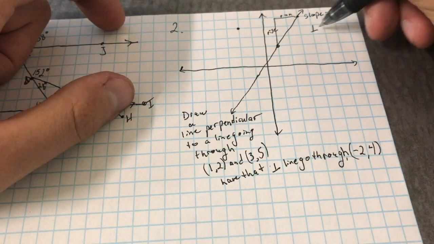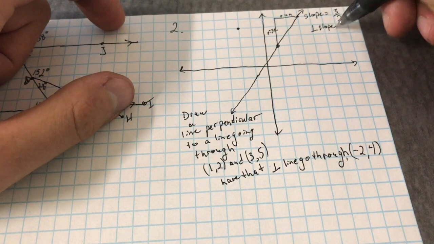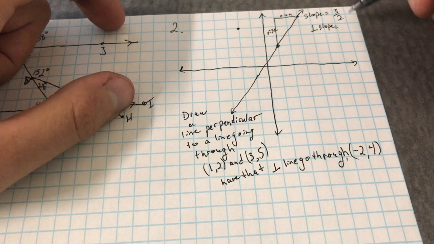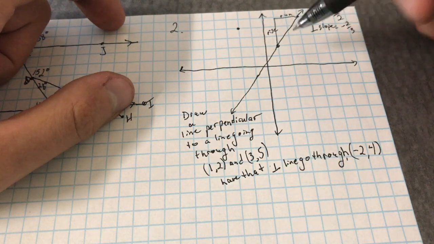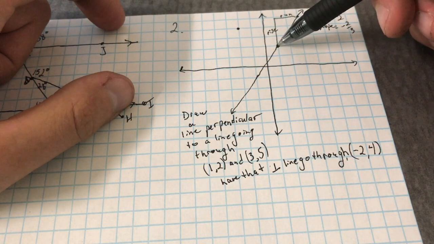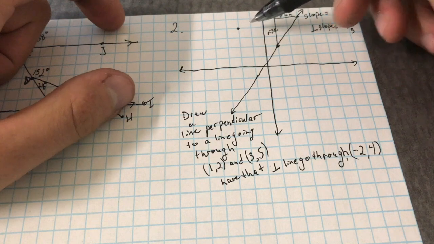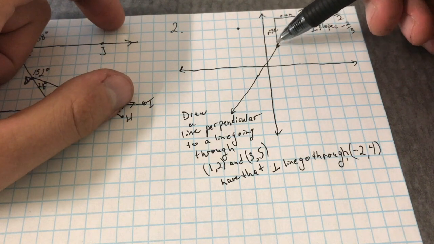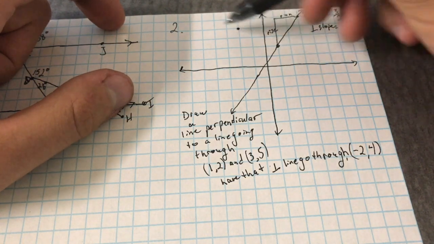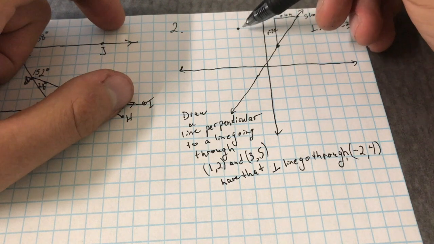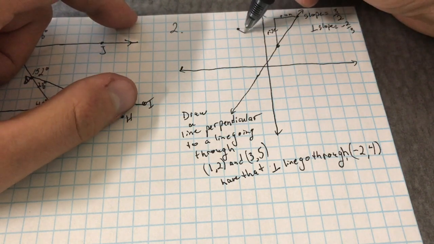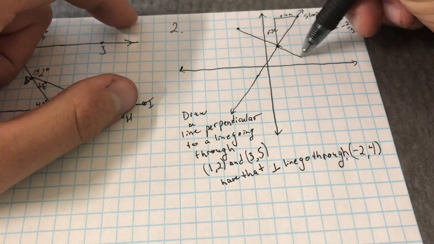So my perpendicular slope will equal the negative reciprocal. So it's going to be -2 over 3. So from there, -2, so I'm going to be going up 2. So it's going to be going like this, up 2 over 3. Wow, made that easy. That was an accident, actually.